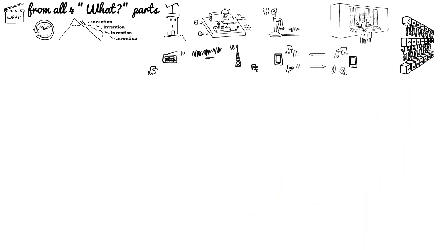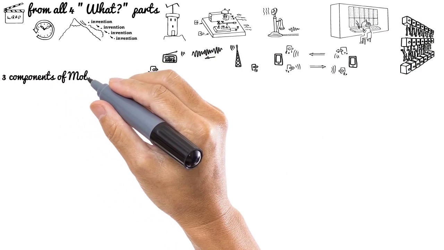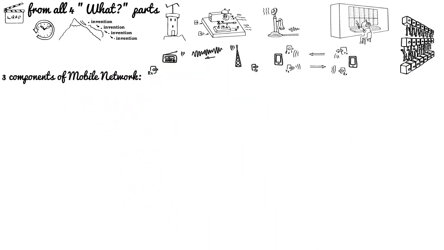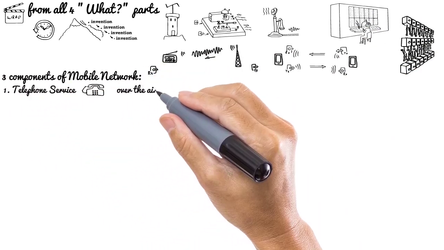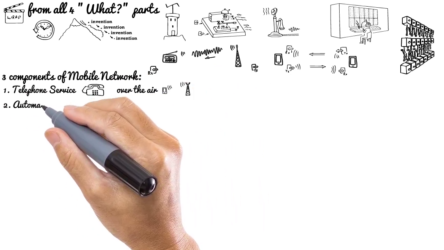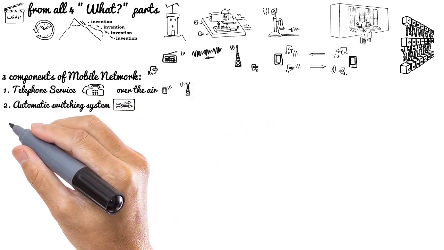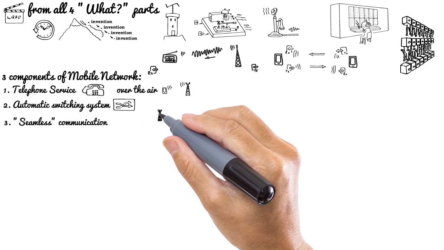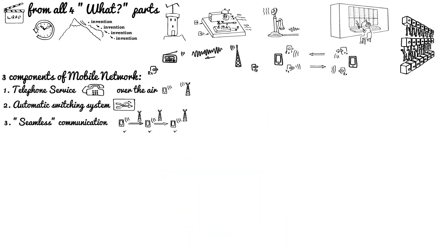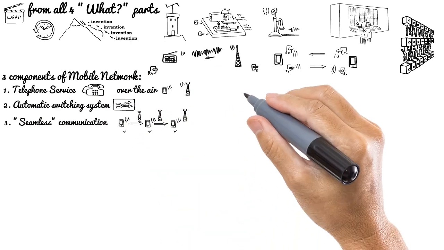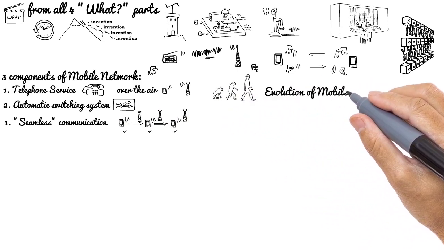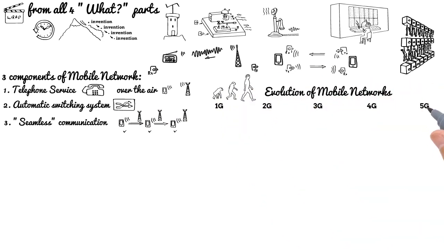Second topic was about mobile networks utilizing previous inventions and taking care of at least 3 components to be named as mobile network: telephone service over the air, electronic automatic phone call switching, and procedures for seamless communication when mobile users geographically move even on a long distance. Third topic was about evolution of mobile networks throughout 5 generations.